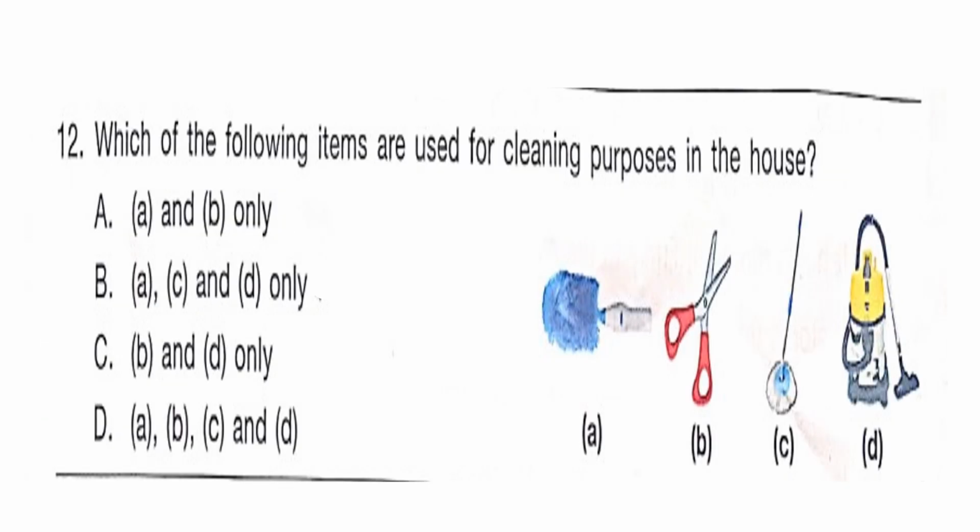Question number 12. Which of the following items are used for cleaning purpose in the house? A is dusting brush, B is scissor, C is mop, D is vacuum cleaner. And we know that scissor is not used to clean the house. So answer is option B, A, C and D only.